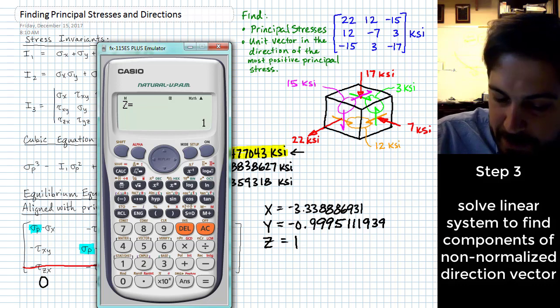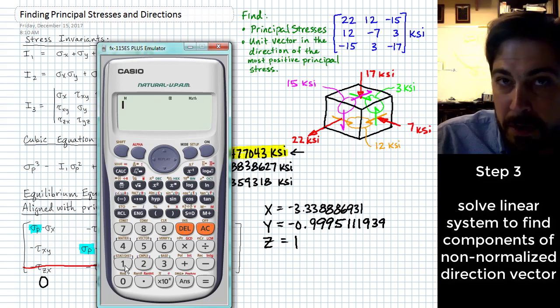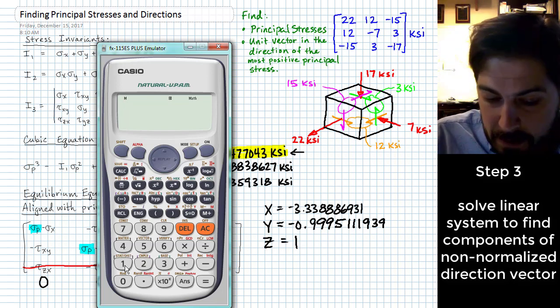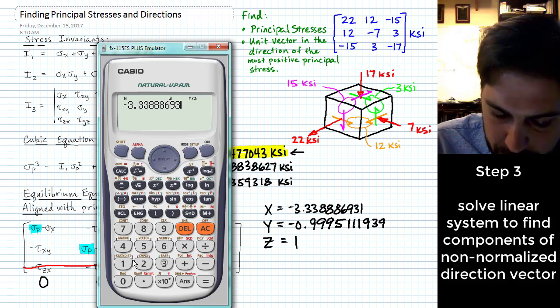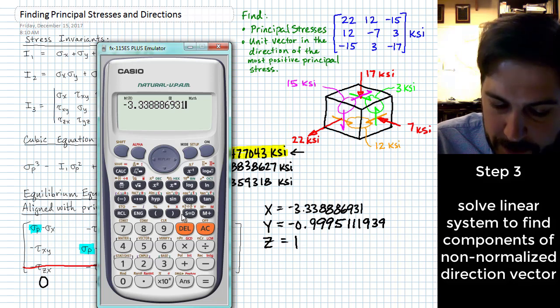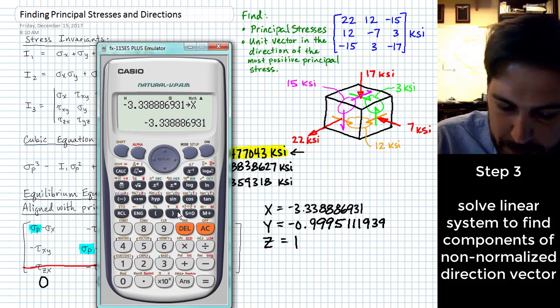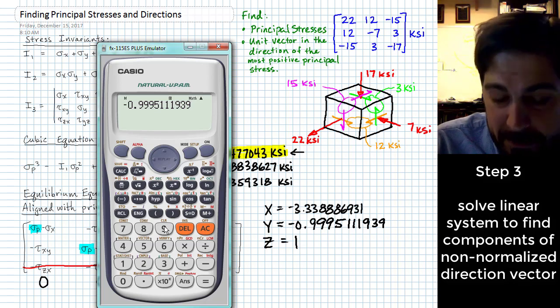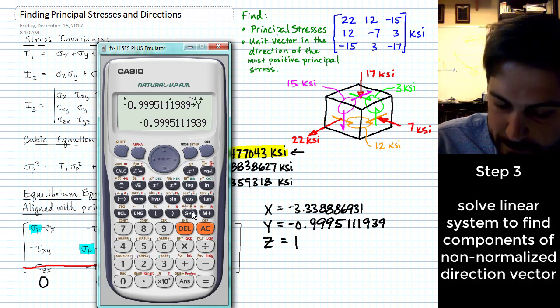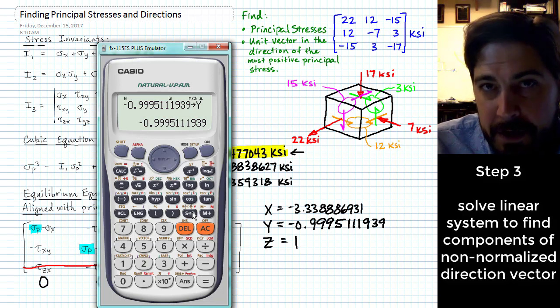All right, now what we want to do is in the calculator there, we want to switch into comp mode again so that we can store these values that we just found into some variables. So what we'll do is we'll enter that first one. We'll go negative 3.3388 6931. I'm going to store that into the x variable. Next, I'll put in negative 0.9995 111939. And I'm going to store that value into the y variable. And then our last one, of course, is 1, so I don't think I need to necessarily store that into any variables.